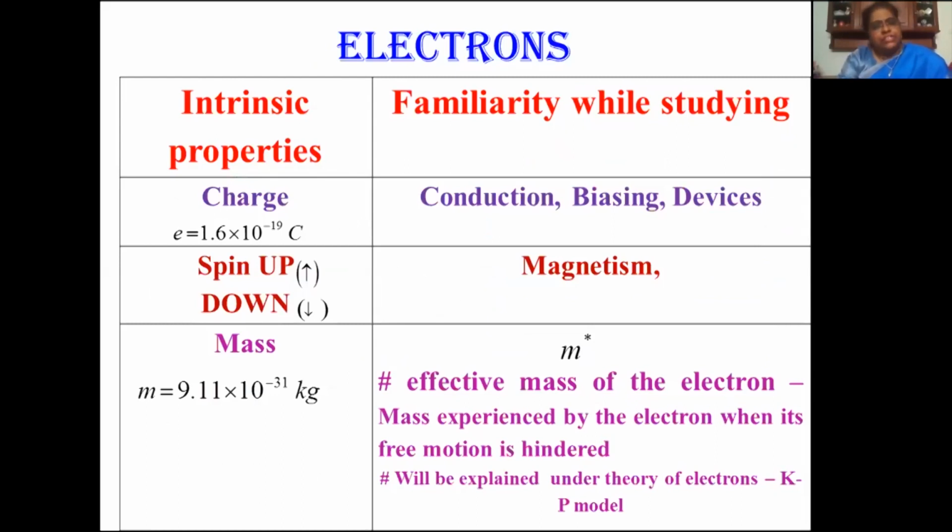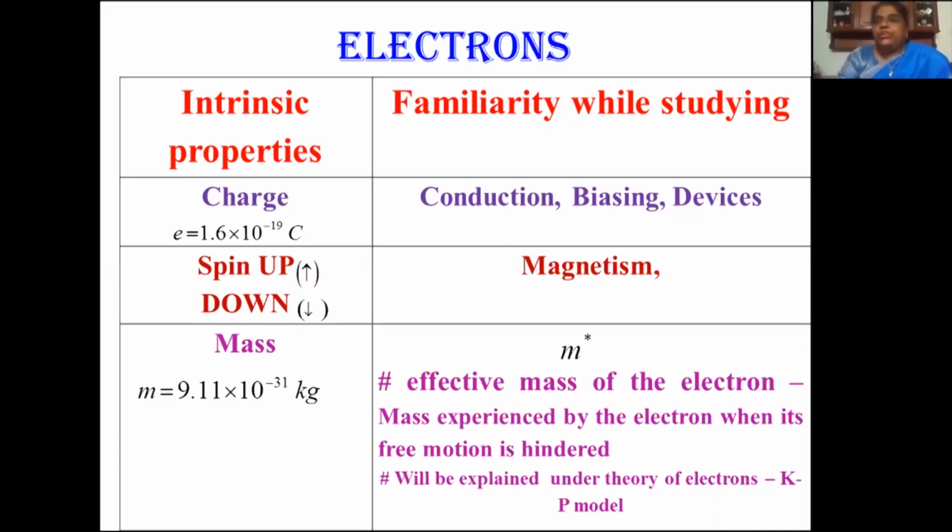The intrinsic properties: electrons have charge, they have up spin and down spin, and they have mass. Charge is the word we always use when we talk about conduction and biasing in devices. We always say electrons have negative charge, of course, 1.6 times 10 power minus 19 coulombs. This is the magnitude. So we always use the terminology charge there.